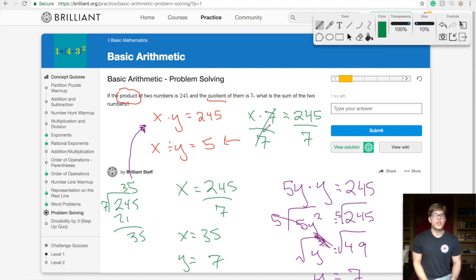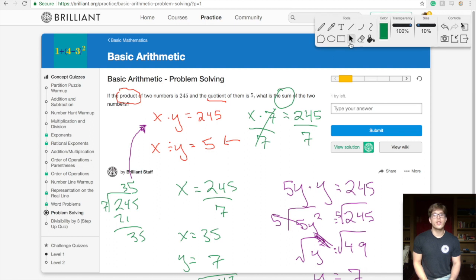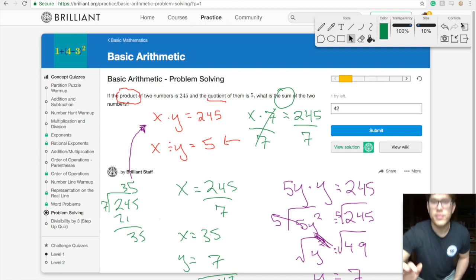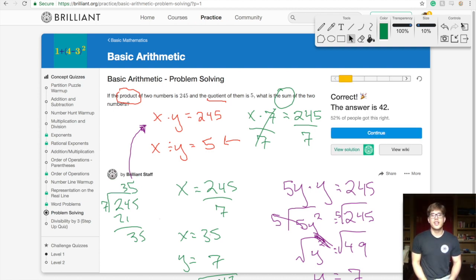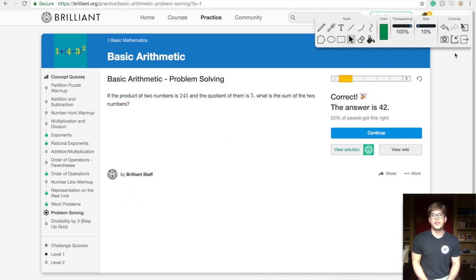Now, what is the question? It says, what is the sum of the two numbers? Sum means to add. So what is 35 plus 7? It is 42. So our answer here is going to be 42. Let's type this in. Excellent. Let's continue forward.